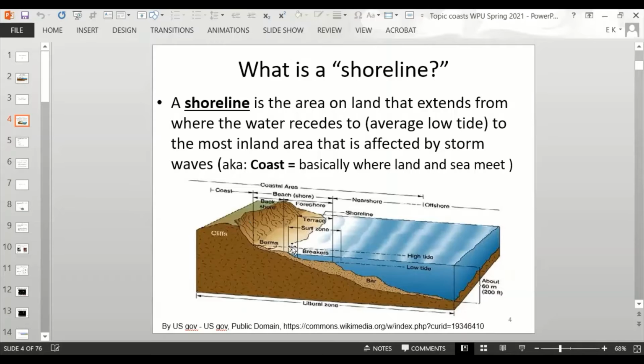Okay, so you have your area where the water goes down the lowest during the low tide. Here's your low tide line right here. And then generally your storms are going to go all the way back here. That's where your storms are going to hit. So this is the coastal area, or the shoreline, more specifically.